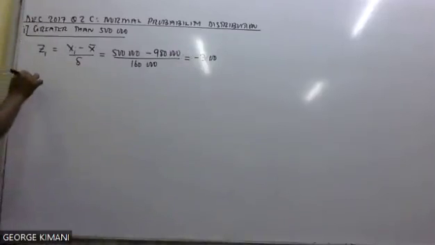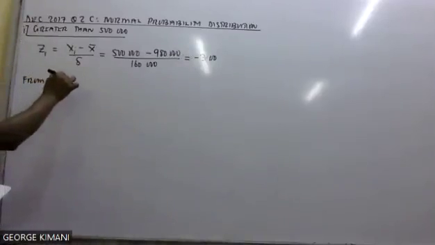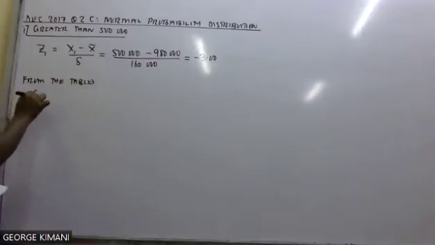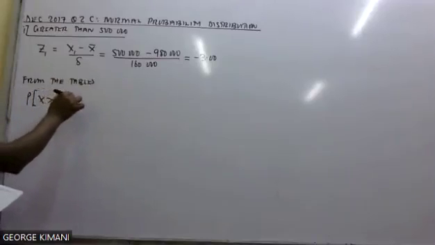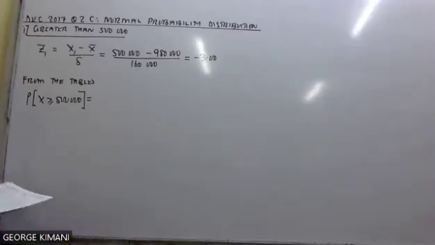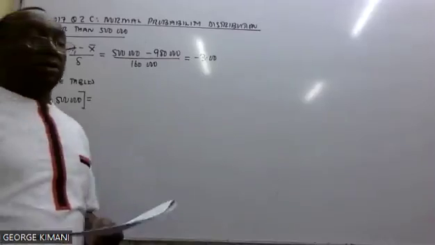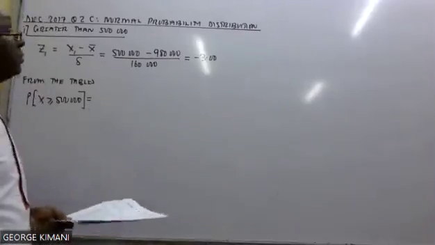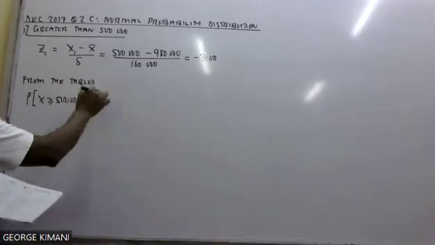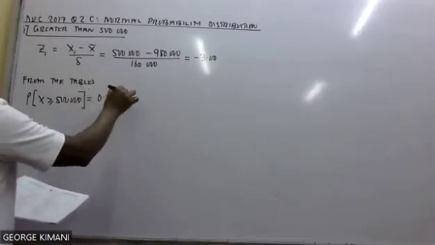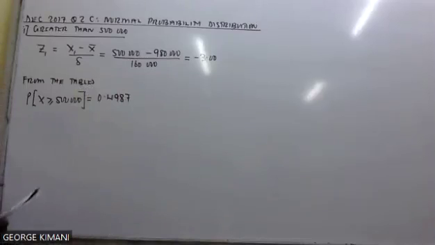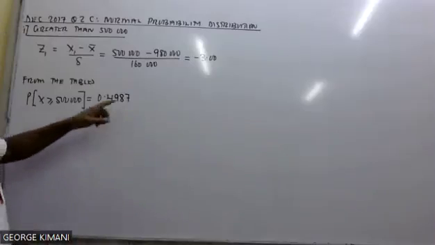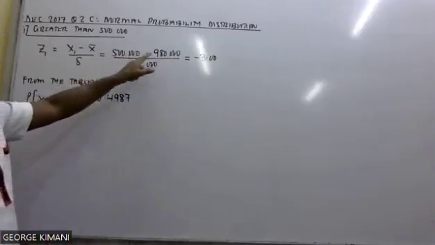So from the tables, probability that X is greater than or equal to 500,000. Now go to the table and read for me that. 0.4987. And you remember I told you this value that you have read, it is the probability from 500 to 980.